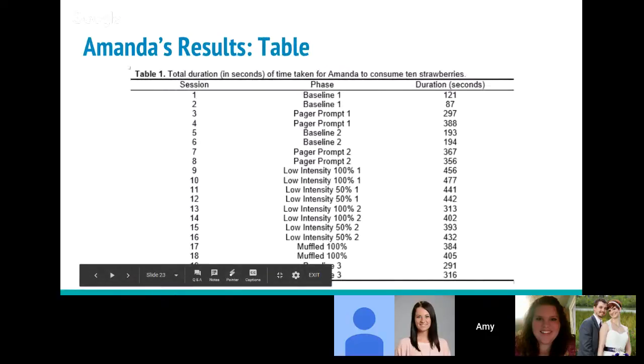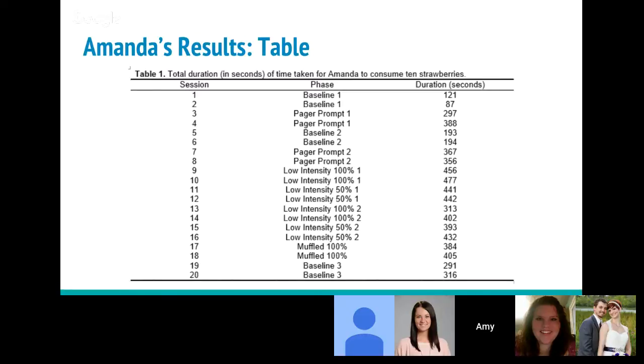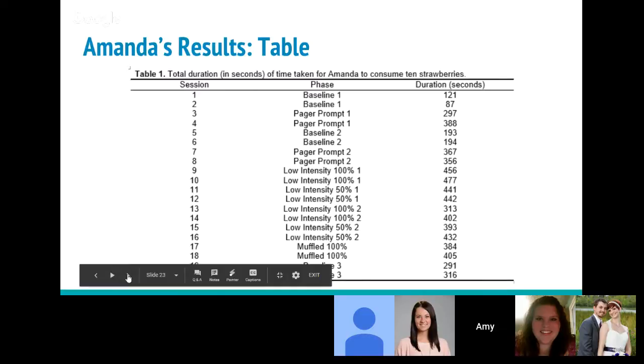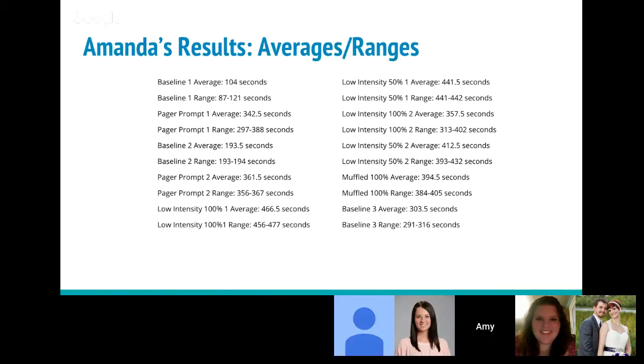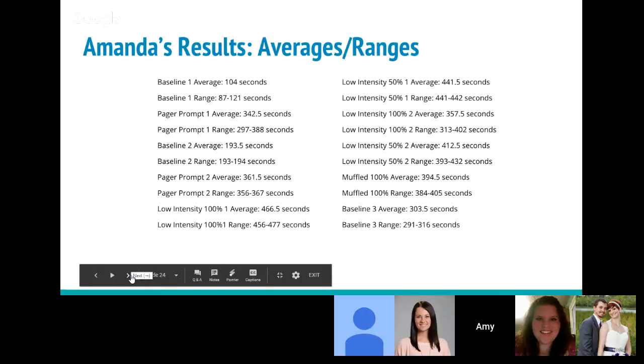Here is my data table. My baseline, the lowest was 87, and then I think my longest duration was in the 10th session, and that was 477 seconds. And then finally, my averages and ranges. Yeah, I don't really know what else to say about that.